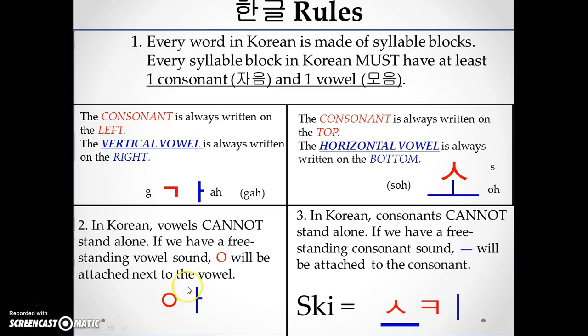Again, just as the vowels, consonants cannot stand alone. So if we have a freestanding consonant sound as in ski, right? If you notice, when you're saying ski, that hissing sound starts the word, right? But this cannot stand alone in Korean, so we have to put the vowel at the bottom. So this is going to be pronounced as "seu-ki" in Korean. Okay, I just wanted to let you know this because I'm now going to combine the consonants with the basic vowels.